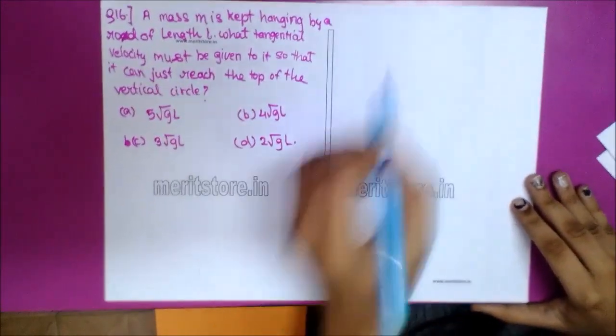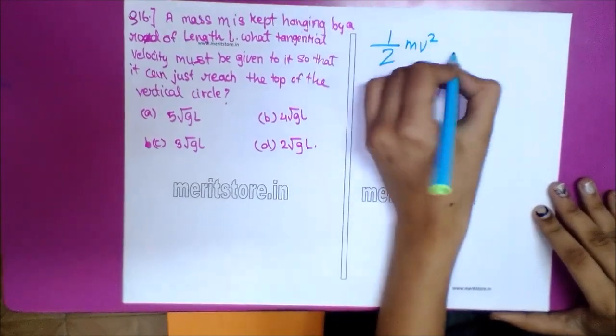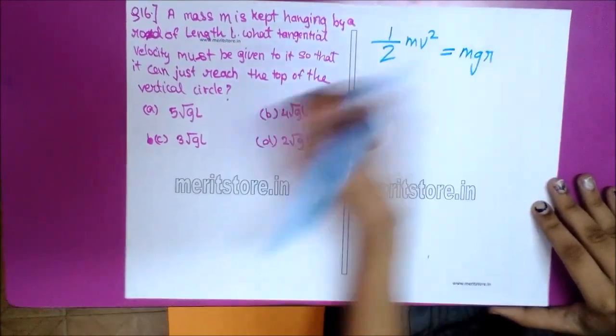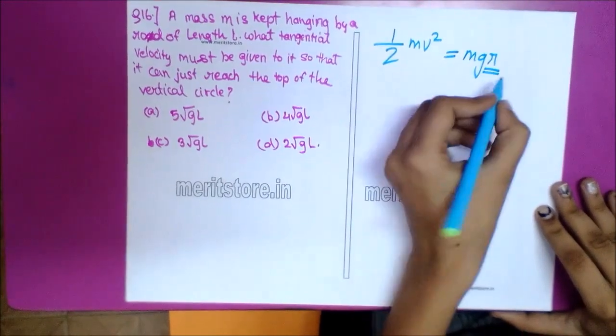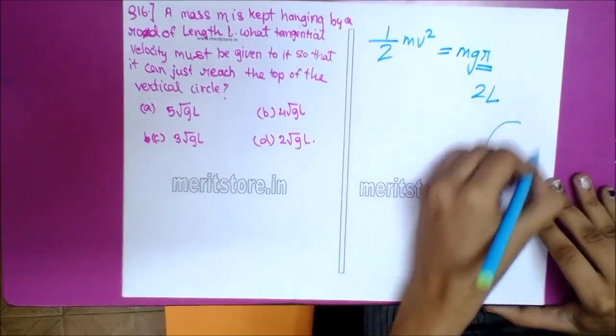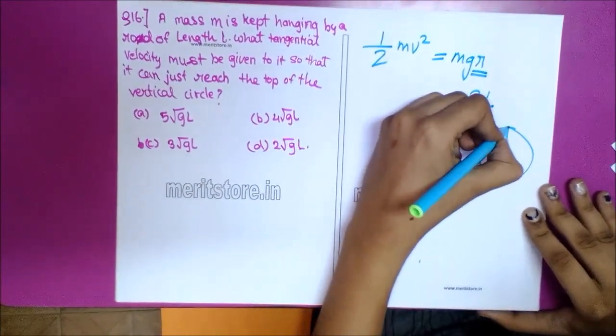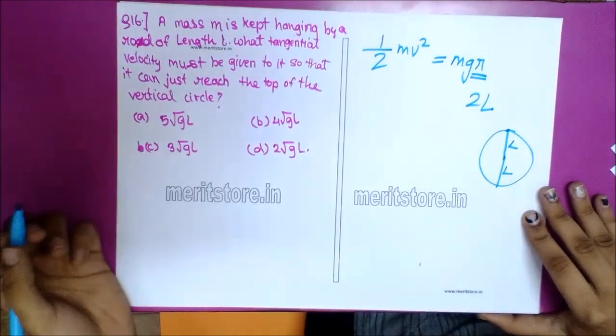So over here we know the tangential velocity: half mv square is basically mgr, but over here r will be 2l because it has to reach the top of the vertical circle. So this is my vertical circle and this is length l. So it has to reach the top of the vertical circle. It will be l and l, that is 2l.